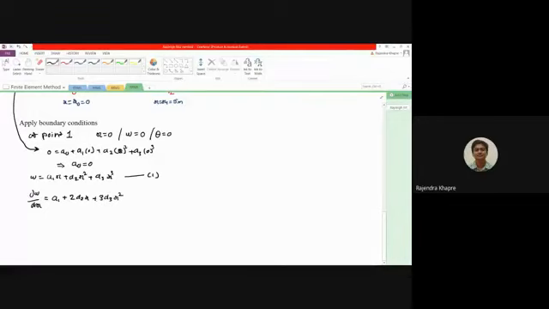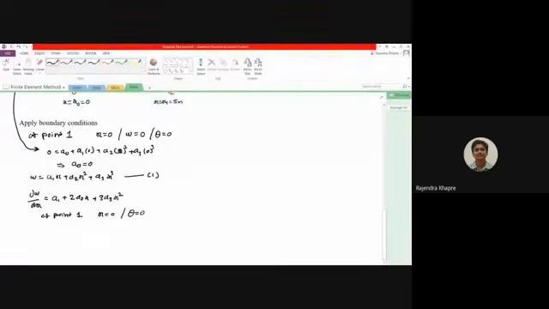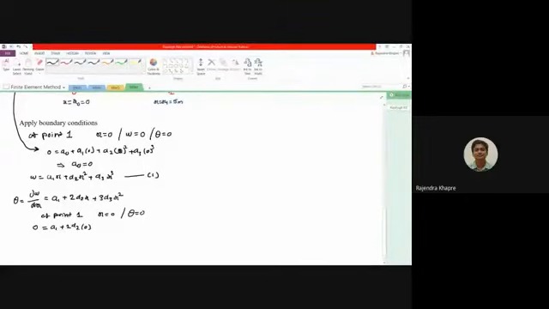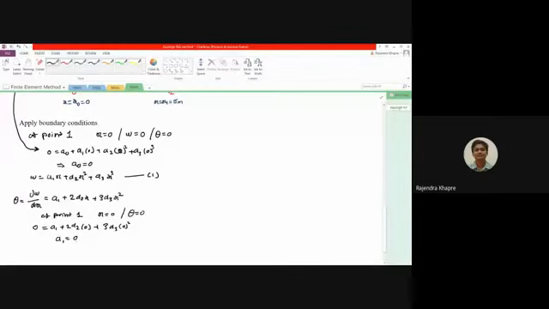Now we can apply the boundary condition at point 1. The x value is 0, and at the same time the theta value is also 0. This value, dw by dx, is nothing but your theta, so this value is 0. So we have a1 plus 2 times a2 into 0 plus 3 times a3 into x square, which will also be 0. If you solve this, what you are going to get is a1 value as 0.